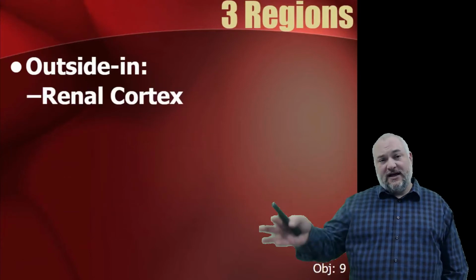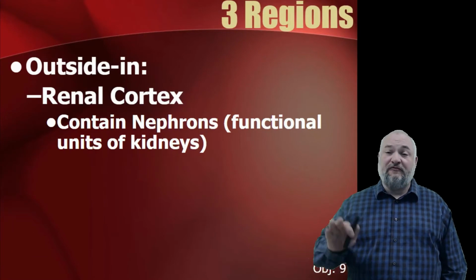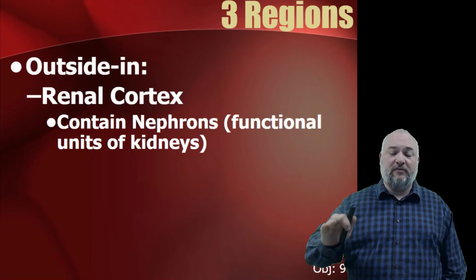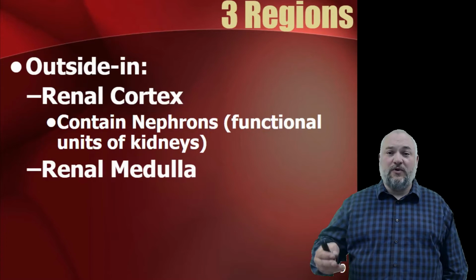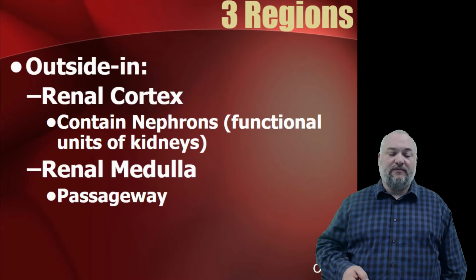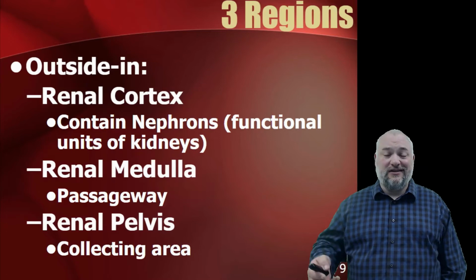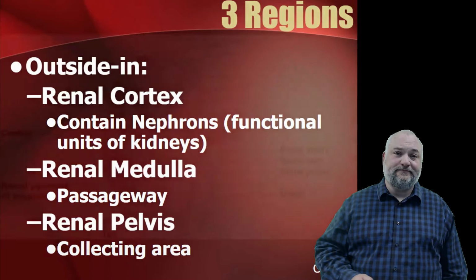From the outside in, we have the renal cortex on the outside. Moving inward, those contain the nephrons, which are the functional units of the kidneys, the parts that actually do the filtration of the blood and make the urine. The renal medulla, which collects what was made by the nephrons, and which is basically just a passageway, and the renal pelvis, which is also a collecting area passageway before it gets out to the bladder.